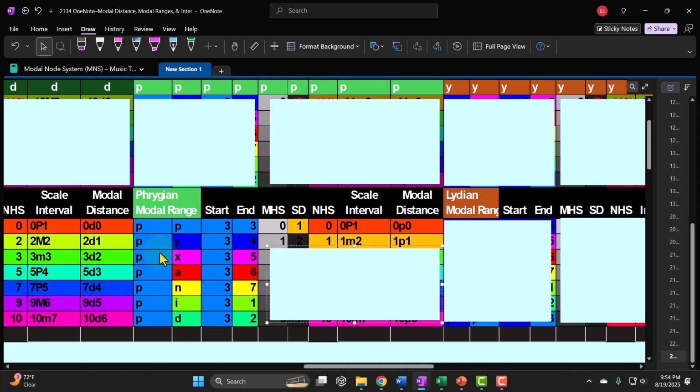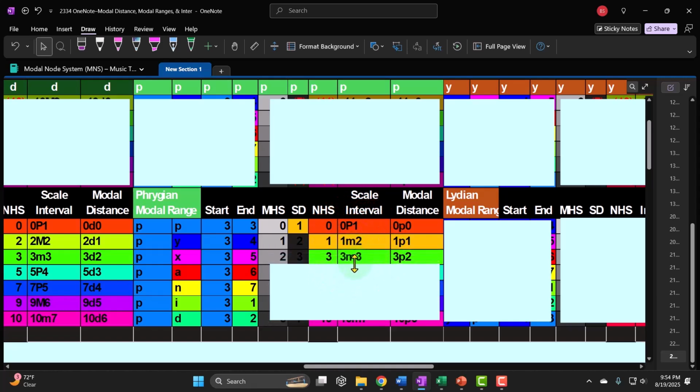PY modal range, Phrygian Lydian modal range, Phryg Lyd, sky blue to normal blue, 3-4 modal range is going to be 1 shade of gray up. That's 1 modal half step up, which is 2 scale degree. The note half steps is 1, which is amber. So a 1 note away minor second is amber. A 1 note away from the Phrygian node first modal half step is amber.